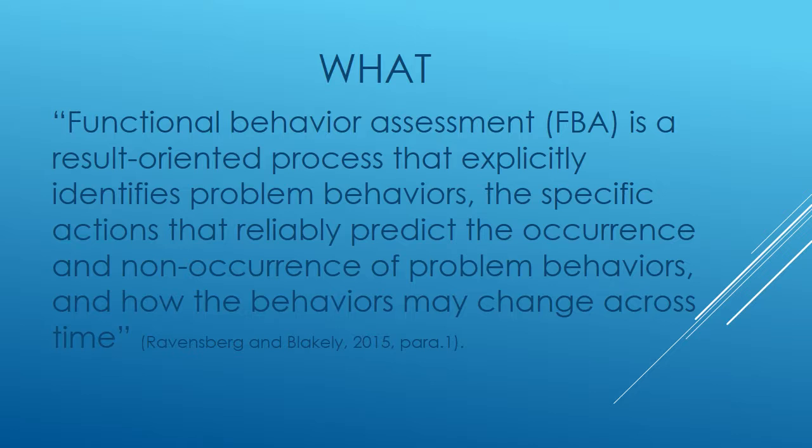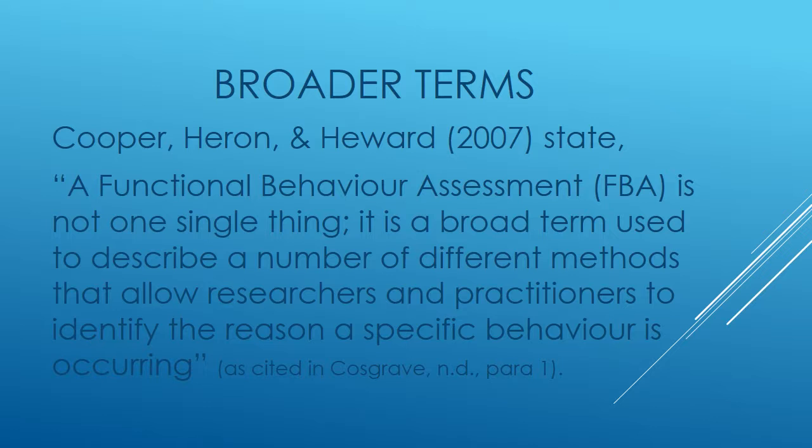Functional Behavior Assessment, FBA, is a result-oriented process that explicitly identifies problem behaviors, the specific actions that reliably predict the occurrence and non-occurrence of problem behaviors, and how the behaviors may change across time. A functional behavior assessment, FBA, is not one single thing. It is a broad term used to describe a number of different methods that allow researchers and practitioners to identify the reason a specific behavior is occurring. What we can see from both definitions is that identifying the reason a behavior occurs or does not occur is key.